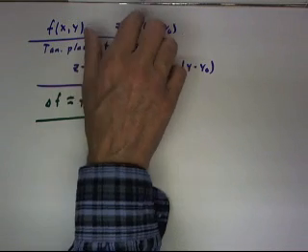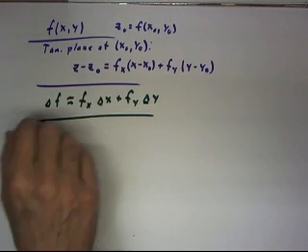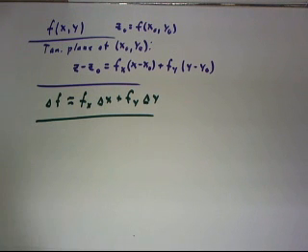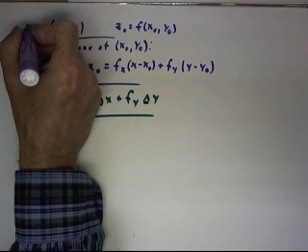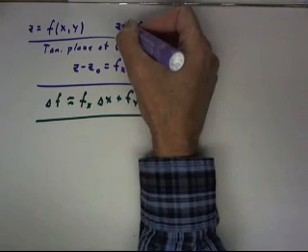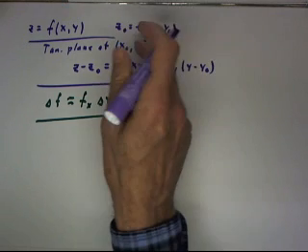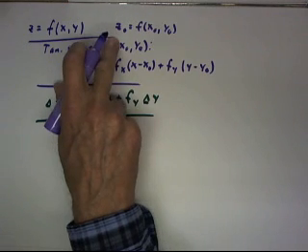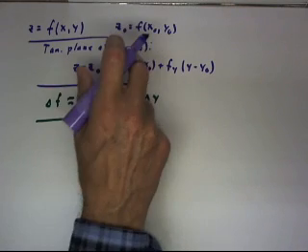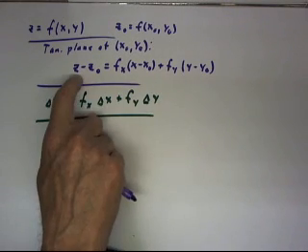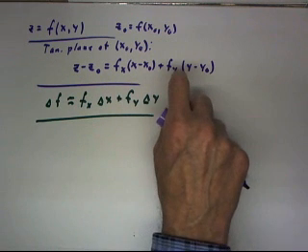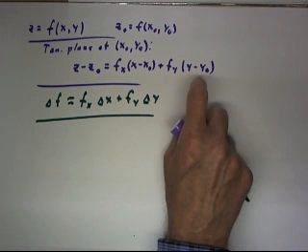Everything we've done so far pretty much boils down to the fact that if you have a function f of x, y, and let's say that's z equals f of x, y, then if you have a point x naught, y naught, z naught, where z naught is f of x naught, y naught, the tangent plane at x naught, y naught has the form z minus z naught equals f_x times x minus x naught plus f_y times y minus y naught.